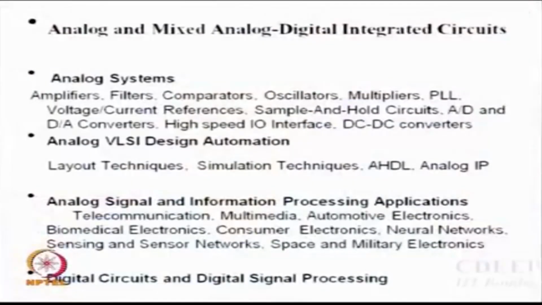So that's why I keep saying analog. So what are the systems in mixed signal or analog we have? In analog the systems we have are amplifiers, filters, comparators, oscillators or frequency synthesizers, the new name, multipliers, PLLs, phase lock loops, voltage current references, sample and hold circuits, A to D and D to A converters, high speed IO interface. This is another area where much of the work going on is high speed IO, and DC to DC converter.